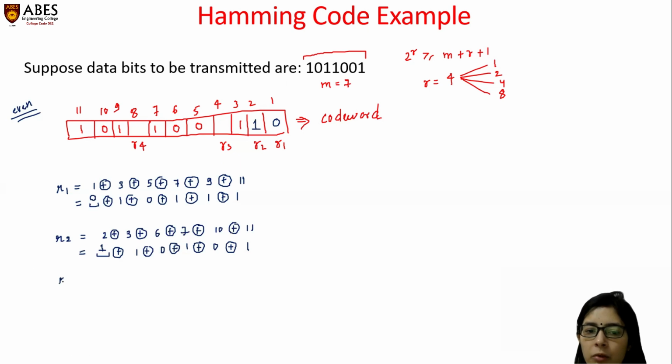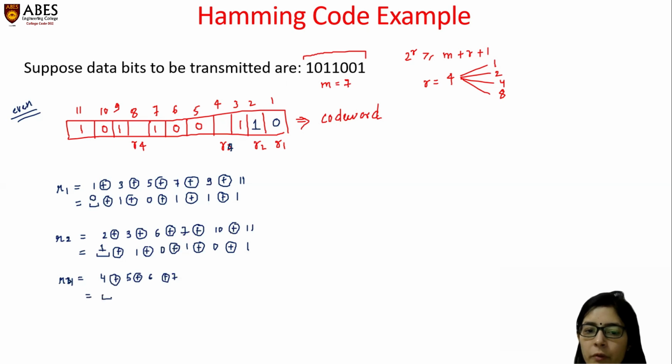Now again we will calculate R4. So for R4, redundant bit 3, which is placed at the fourth location, we can say redundant bit 3, but this redundant bit will be placed at the fourth location. So for this we will start with 4, take 4, 5, 6, 7, and 8, 9, 10, 11 will be skipped here.